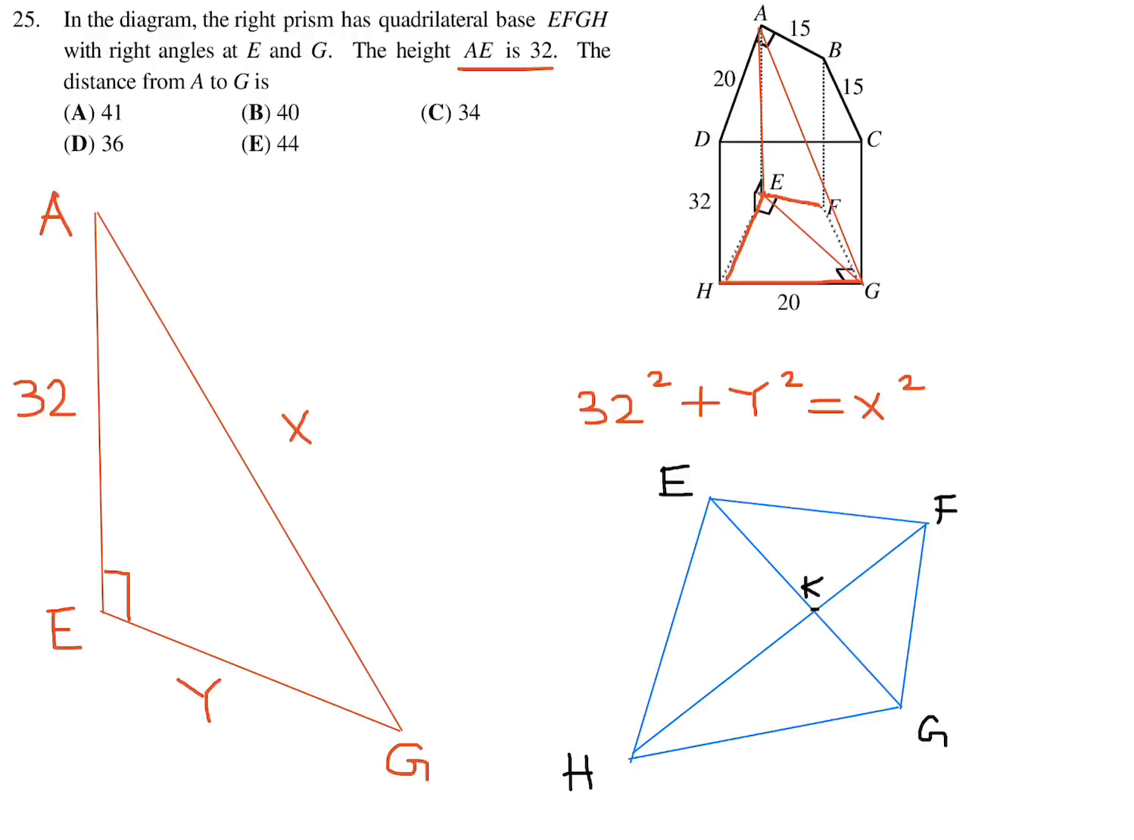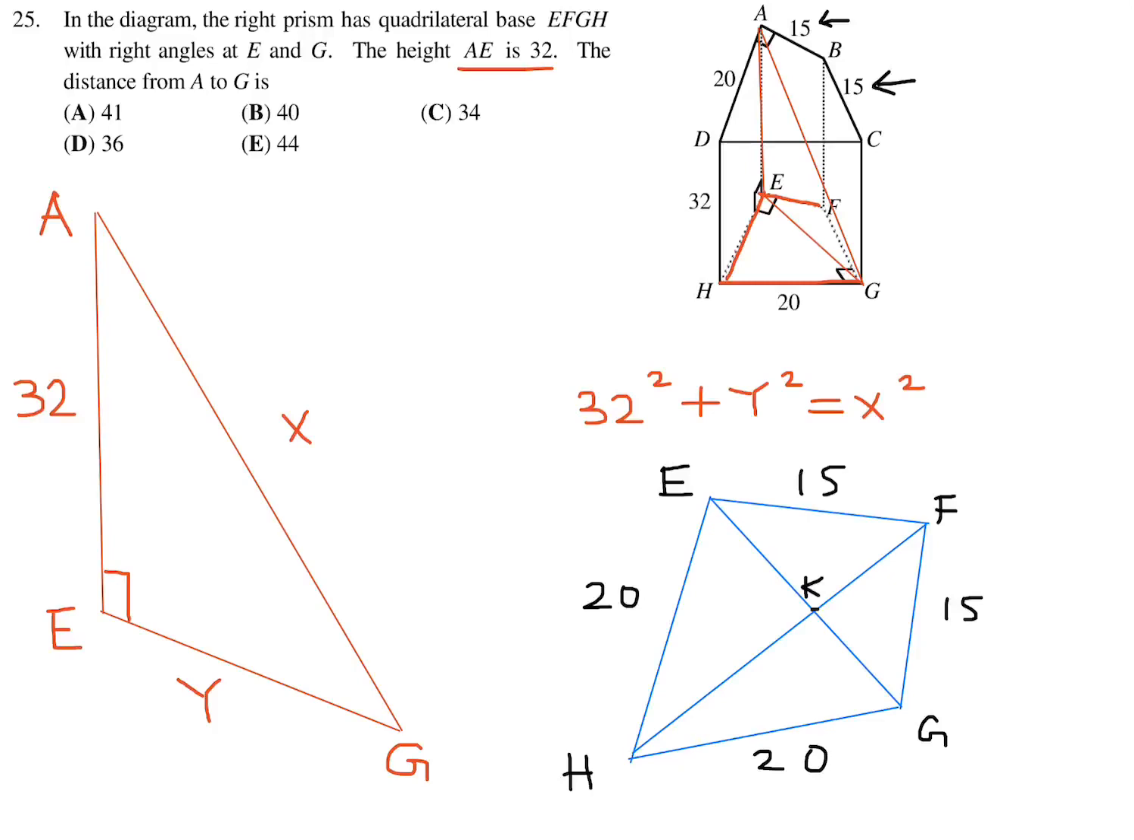Now we have to fill in some numbers. They've given us a lot of information. They've told us that this is 15, so therefore this is 15. This is also 15. From the diagram, you just copy the numbers they've given you. This is 20, and this is 20.